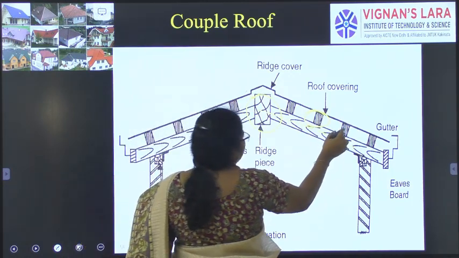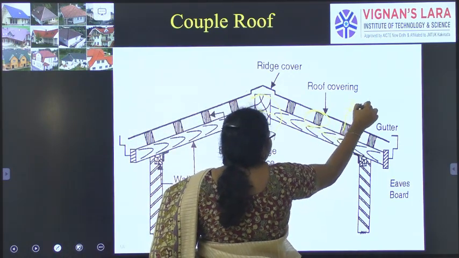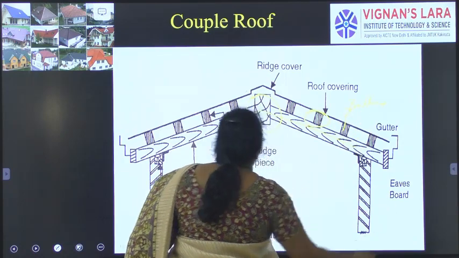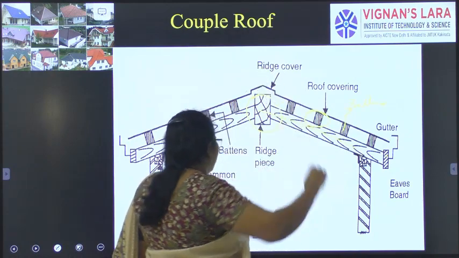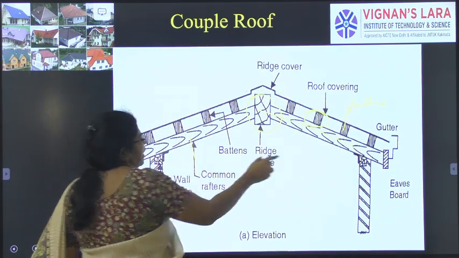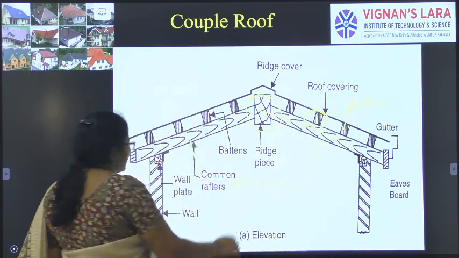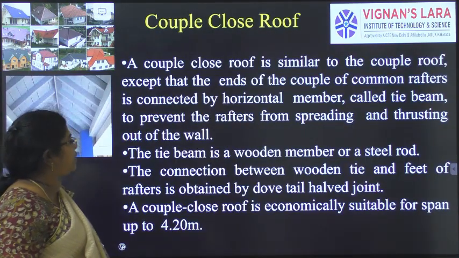So this we call the battens. And this is an eave board; the gutter is used for collecting the water, and it will run across the length of the roof. This is a common rafter, these are the common rafters, wall plate and so on.